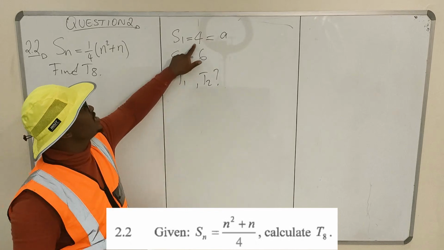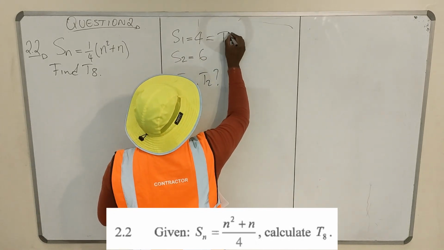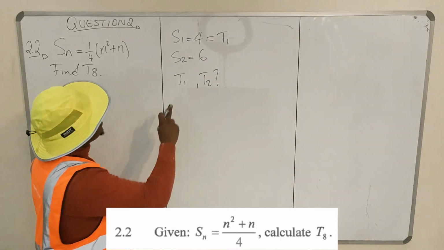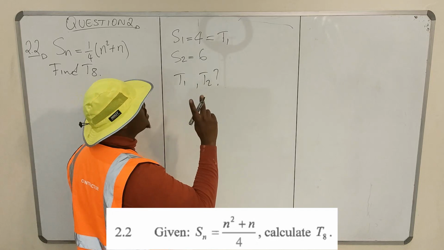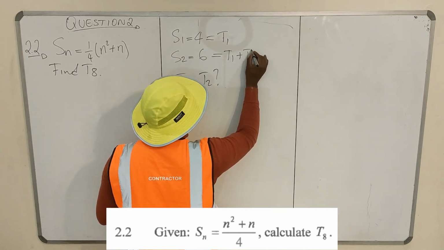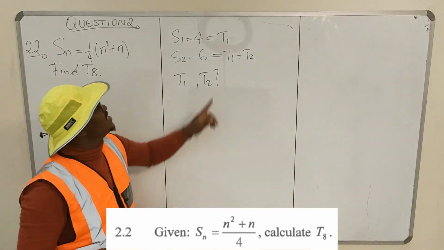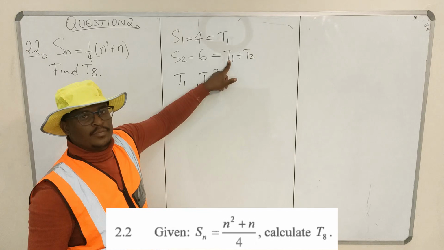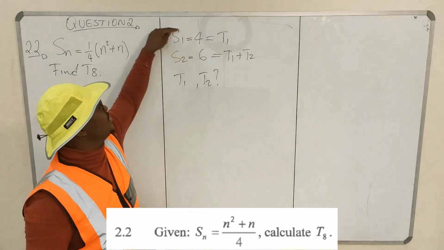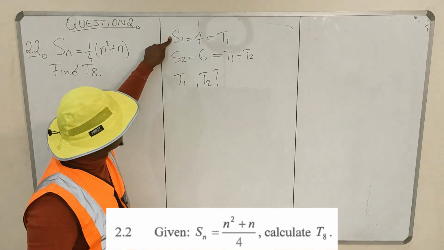You added the first term, you only added one term, that was T1, right? And now, if you want the sum of 2 terms, you added 2 terms. What are those terms? Term 1 and term 2. So you get the sum of 2 terms by adding term 1 and term 2. Right? So your term 1 is the same as the sum of one term.